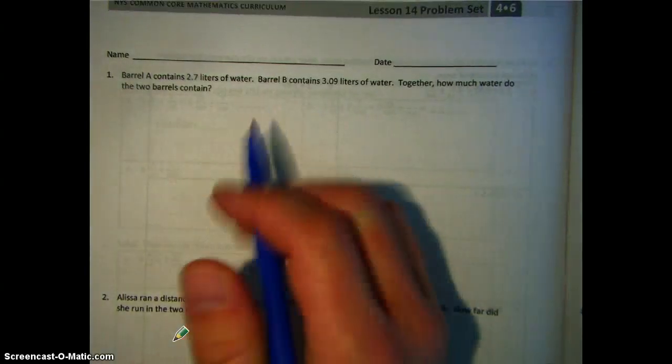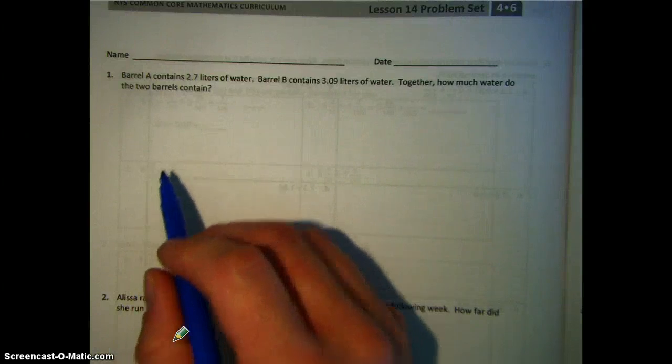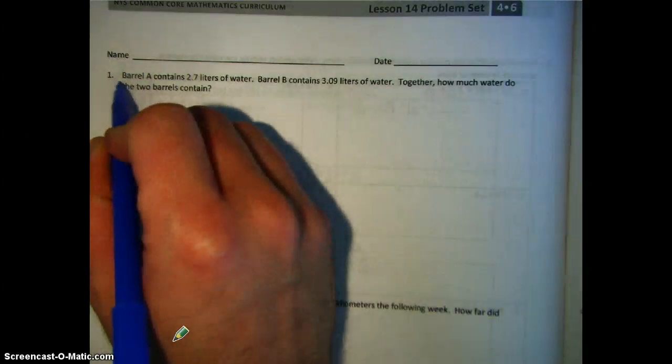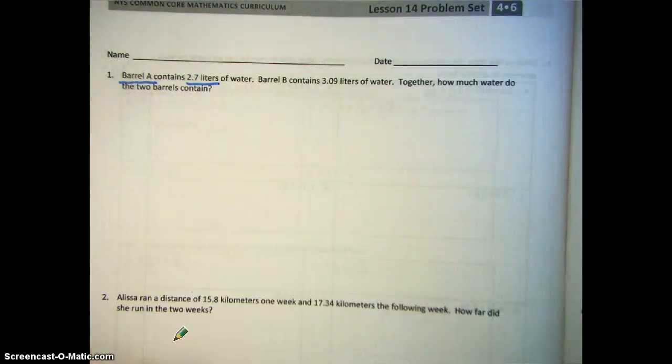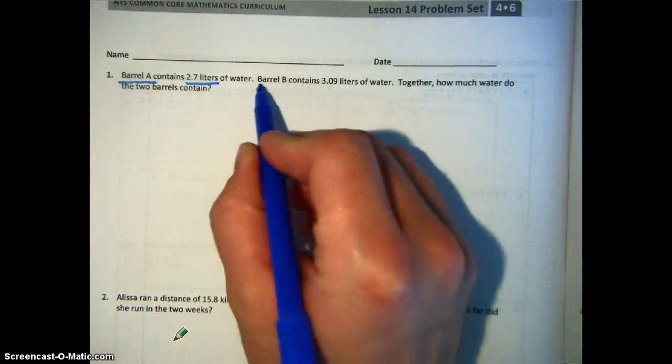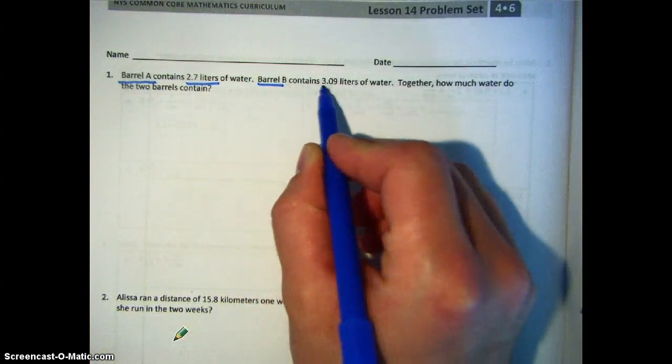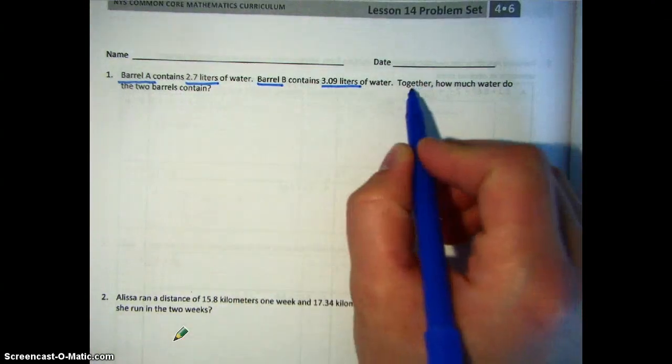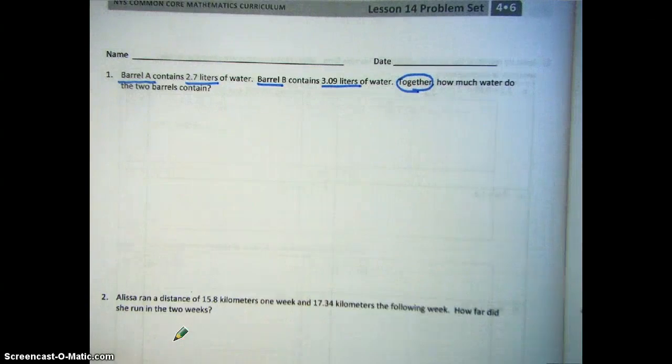So going back into the problem, let's take a look at some of the important information. Okay, barrel A, 2 7/10 liters. Barrel B, 3 9/100 liters. And then we see the word together.